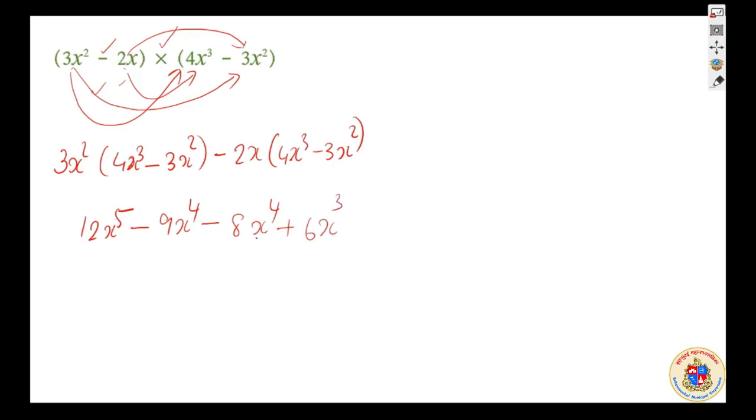When you look into that, these two are having the same like terms, so we can do the operation. 12x raised to 5 minus 9x raised to 4 minus 8x raised to 4, total becomes minus 17x raised to 4 plus 6x cube. This way we do the multiplication. That's what I told. In the case of multiplication, addition and subtraction, we have the same as that of algebraic expression.